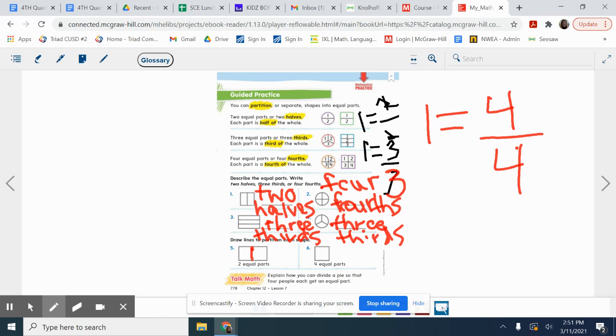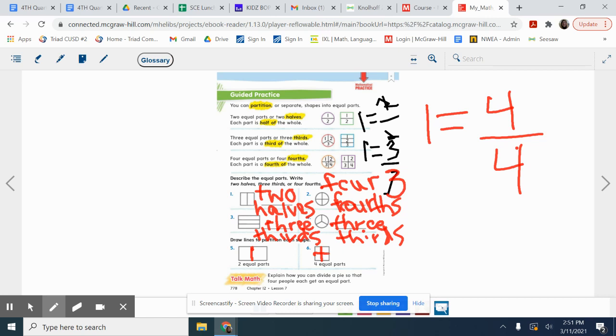Number 6 wants us to partition or divide it into four equal parts. Again, you could do it a few different ways. I'm going to draw a plus sign to divide my shape into four equal parts.